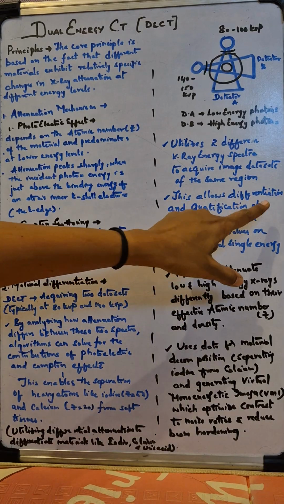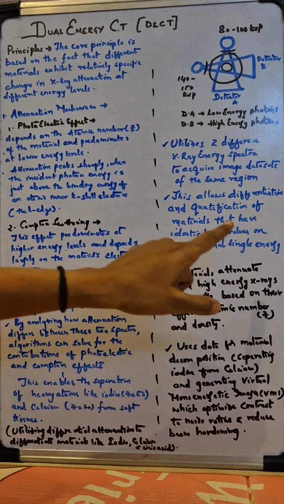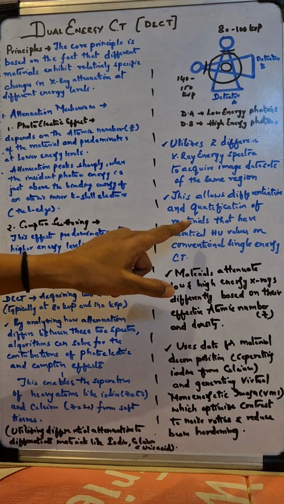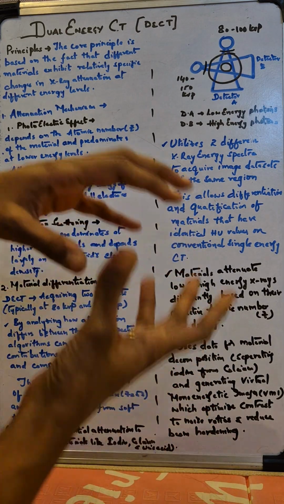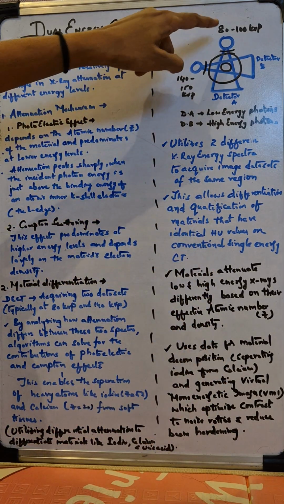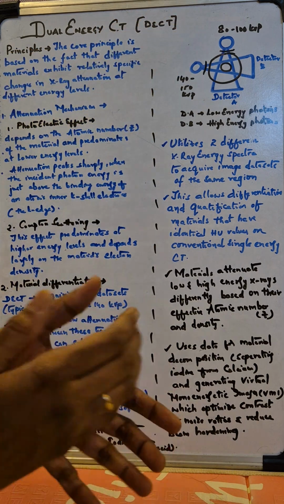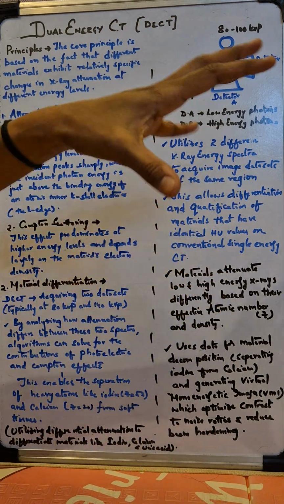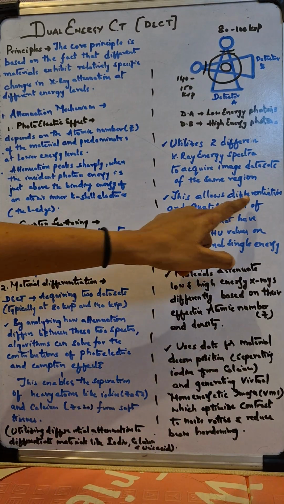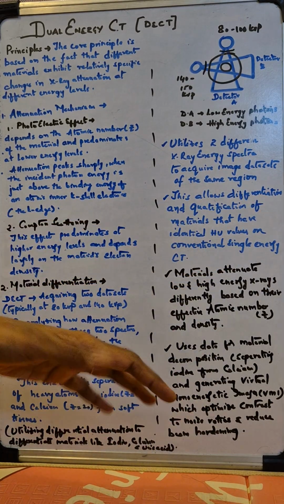So this allows differentiation and quantification of the materials. There will be different materials that have identical HU. When these materials pass through these two different energy spectra, we get different data sets. So by taking these data sets, it allows the differentiation and quantification of the material.